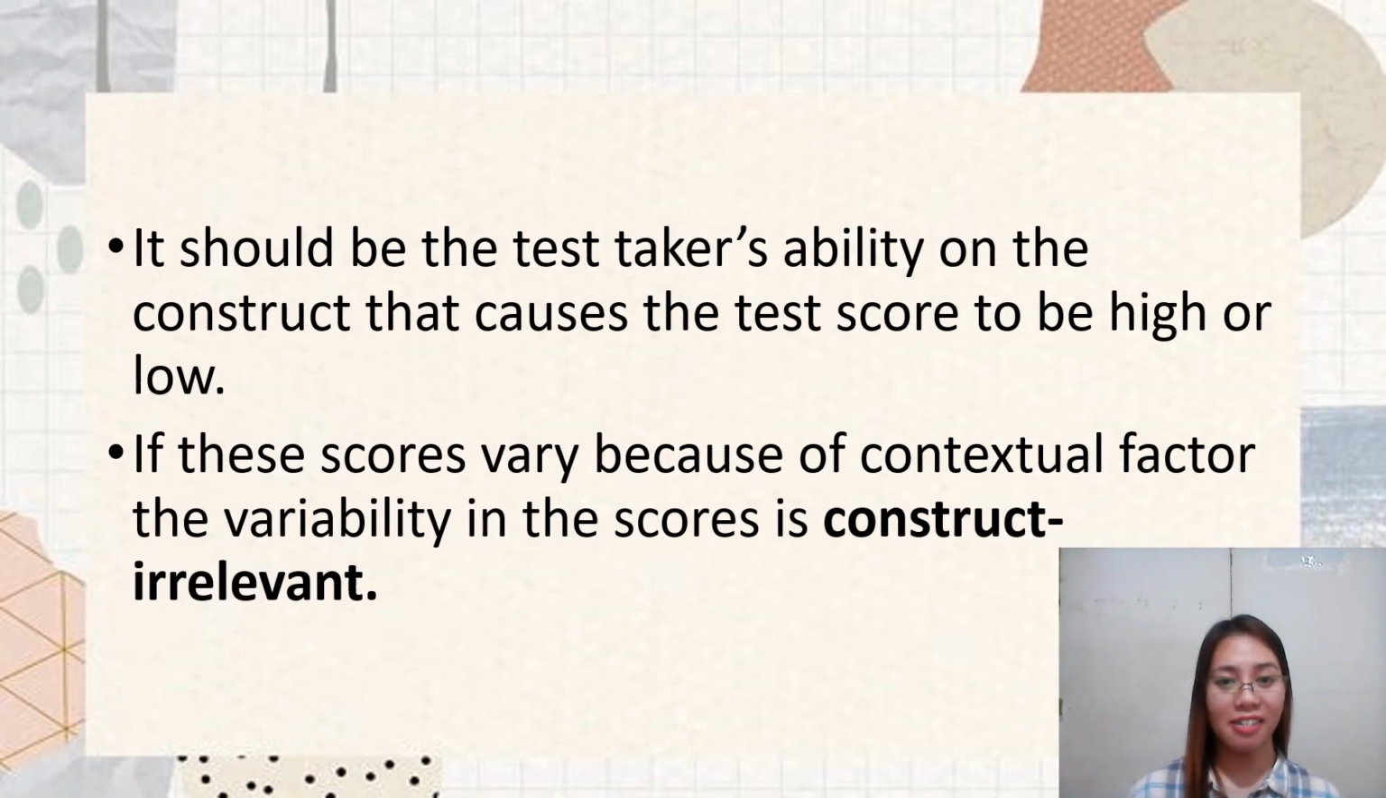Moreover, it should be the test taker's ability on the construct that causes the test score to be high or low. So the test taker's proficiency with the construct should determine whether the result is high or poor. And also, if these scores vary because of contextual factors, the variability in the scores is construct irrelevant. So the score variability is construct irrelevant if it results from contextual factors, for example, the room decoration, the room temperature, and the environment itself.